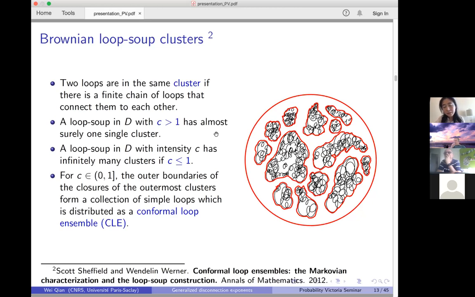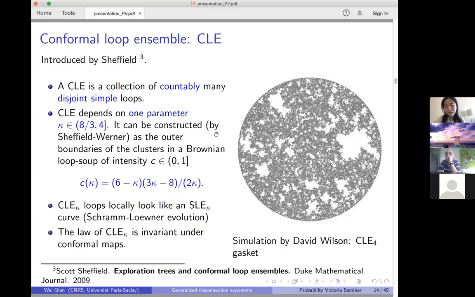Here is just a sketch, so I only draw finitely many clusters, but in reality, since the loop soup is dense in the plane, you have infinitely many. Here on the right, I show a real picture of a CLE. In this picture, the white region is those parts that are encircled by a loop in the CLE, and the black region is what is not encircled. And the black region is a fractal set with Lebesgue measure 0. So if you just randomly take a point, it is almost surely encircled by a loop in the CLE.